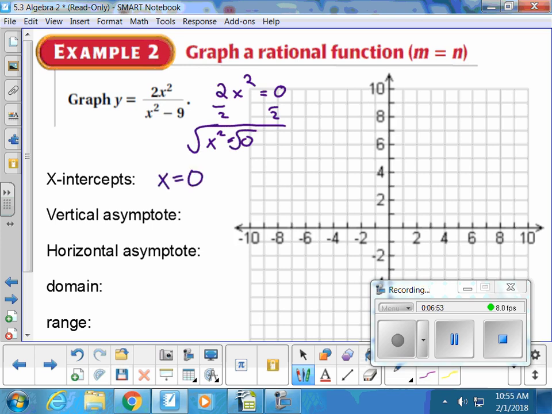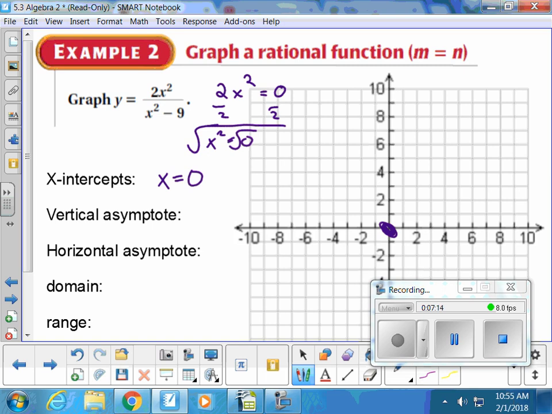Now that's an intercept, not an asymptote. So you make a dot at 0, not a line. Make sense? Easy enough. Step 2, set your bottom equal to 0 and solve. That will give you your vertical asymptote.